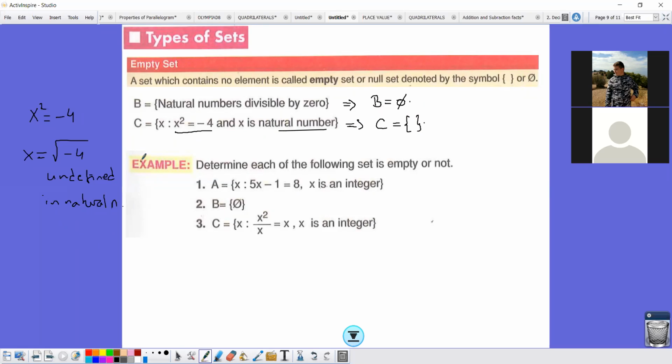Okay. What about this example? It says determine whether each of the following sets is empty or not.